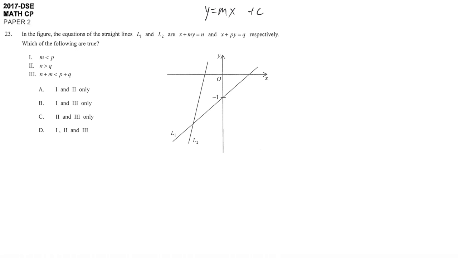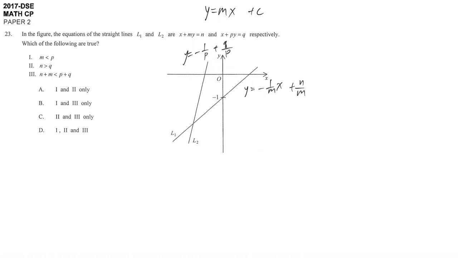So L1, if we change it, y is equal to negative 1 over m times x, plus n over m. By doing this, we can know the slope of this line is negative 1 over m, and also the y-intercept is n over m in terms of these equations. Similar reason for L2, we know that y is equal to negative 1 over p x, and then plus q over p here.